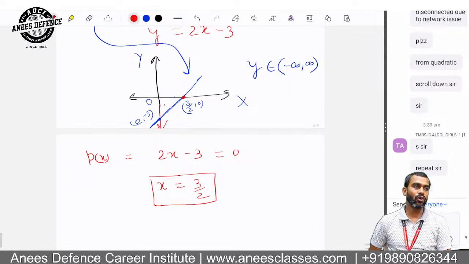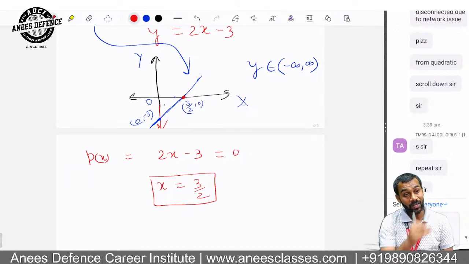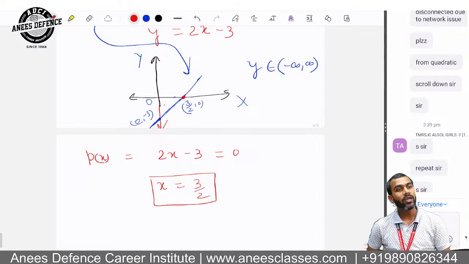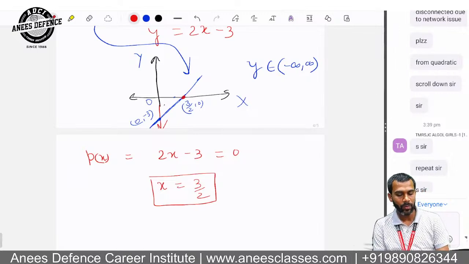If it is linear, a straight line is going to be there. A straight line can cut the x-axis only one time. That is why there is only one root. Quadratic, parabola, cuts maximum 2 times. It may touch the x-axis, or it may neither touch nor cut the x-axis. In that case, non-real complex roots would be there. You don't have to say just complex roots, say non-real complex roots. I hope it is clear. x is equal to 3 by 2 is the root.